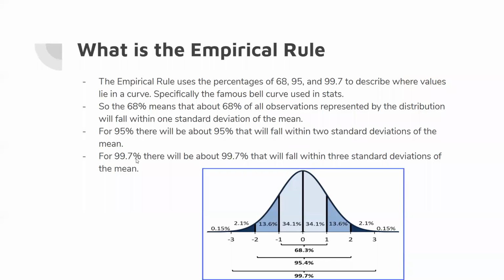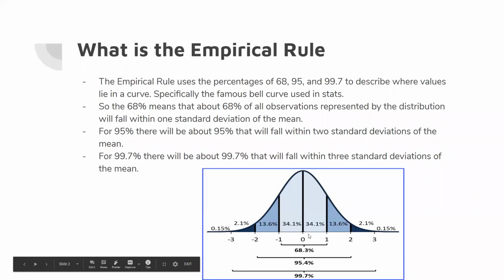For 99.7%, about 99.7% will fall within three standard deviations of the mean. So between these three standard deviations, about 99.7%, roughly, with the symmetrical bell curve.